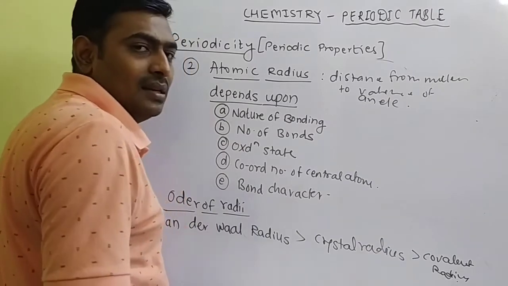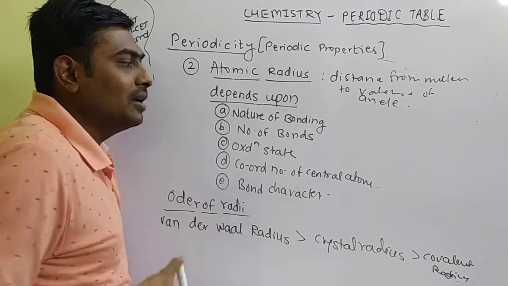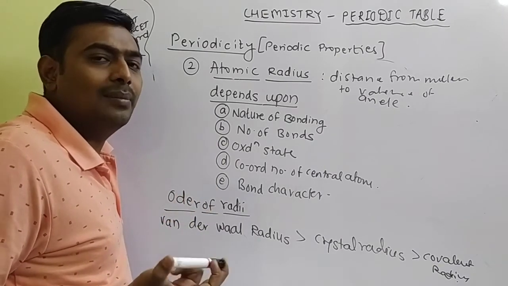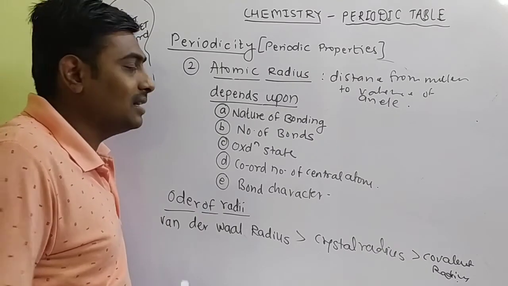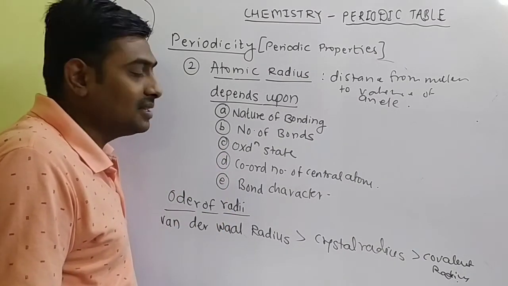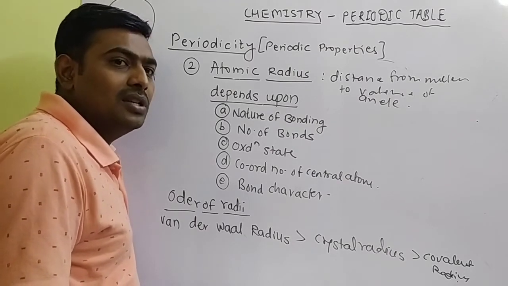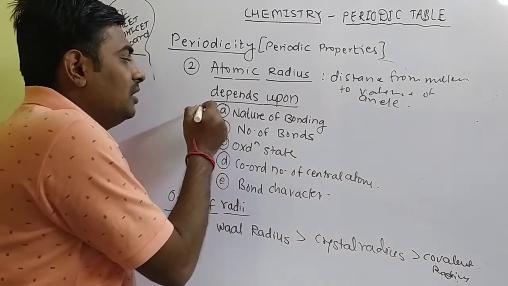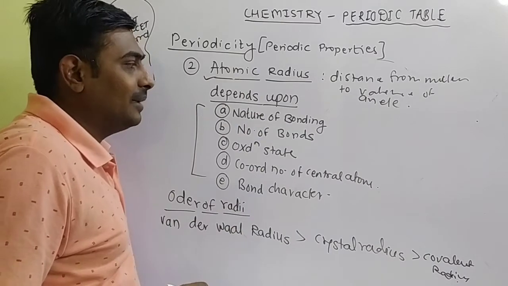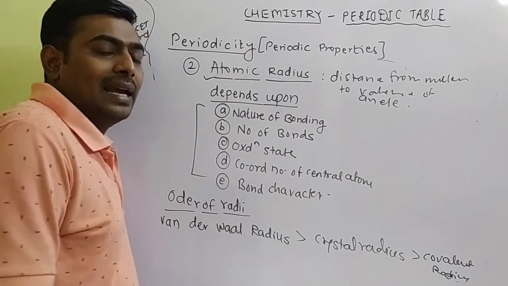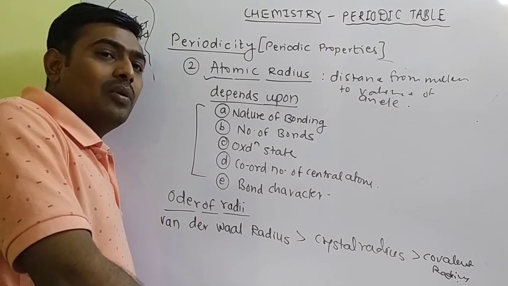Generally, atomic radius depends on the nature of chemical bonding, what type of bond there is. Second, the number of bonds. If the bond order changes, single bond, double bond, triple bond, bond length also changes, or atomic radius also changes. The next ones are the oxidation state, the coordination number of the central atom, and the last one is bond character. These help in the determination of atomic radius. Atomic radius has 3 types: crystal radius, van der Waals radius, and covalent radius.